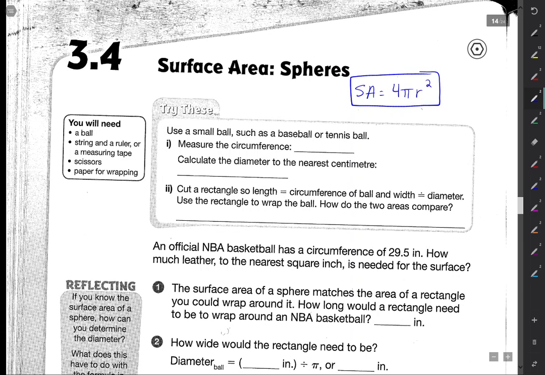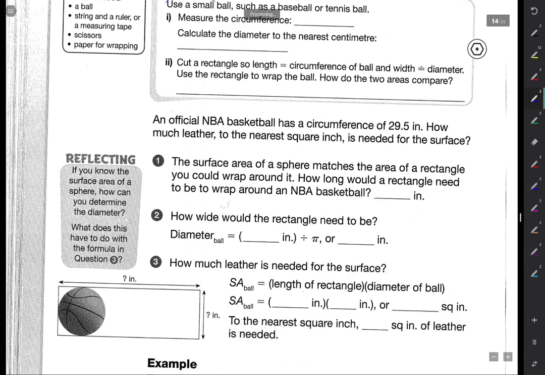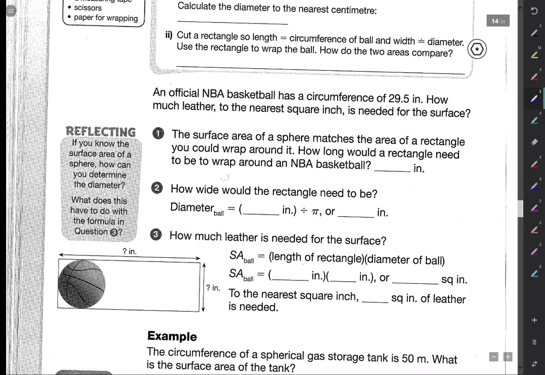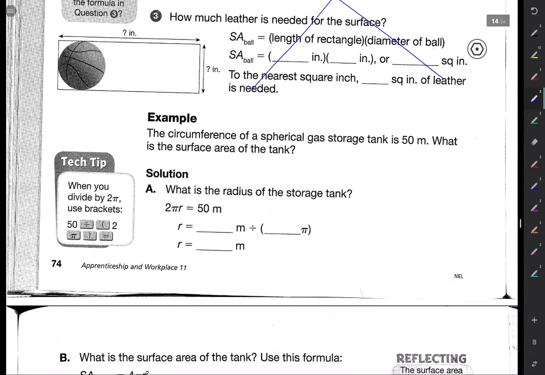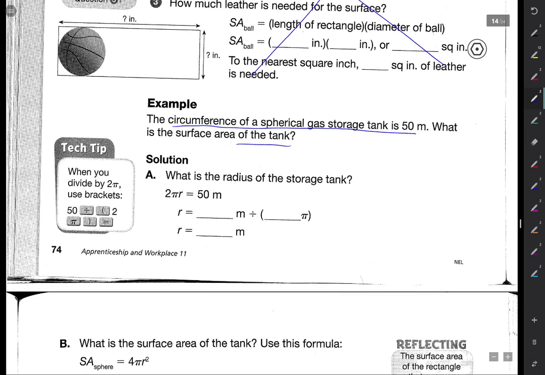We're going to skip over the try these, and we're also going to skip over this entire first section. Let's just hop right into this example. This example wants us to find the surface area of this tank. However, they give us the circumference of it.